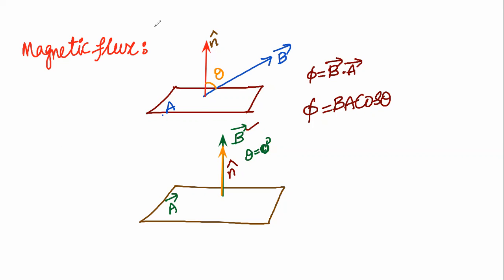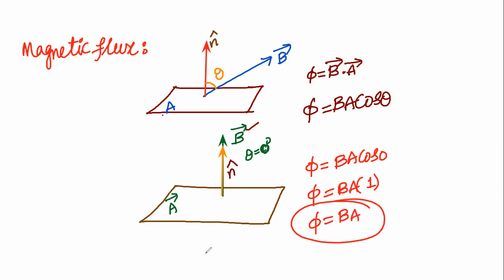Because the magnetic field is along the direction of the normal, magnetic flux phi is equal to BA cos 0. Cos 0 becomes 1, so BA into 1. Then magnetic flux phi is equal to B into A.